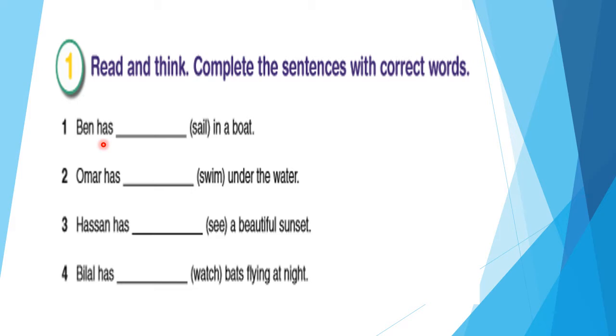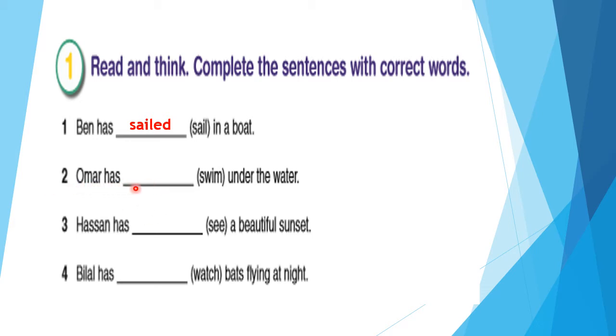Look here, we have has. We said after has and have, we use past participle form of the verb. So, what's the past participle form for sail? It is sailed. So the answer is Ben has sailed in a boat. Now, think about 2, 3, 4, write them. Finish? Okay, let's answer them together.